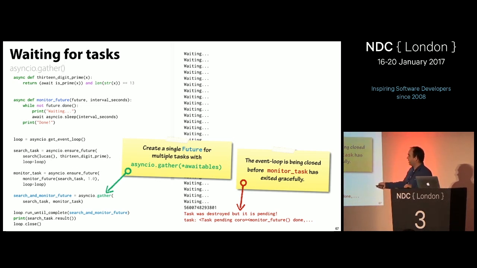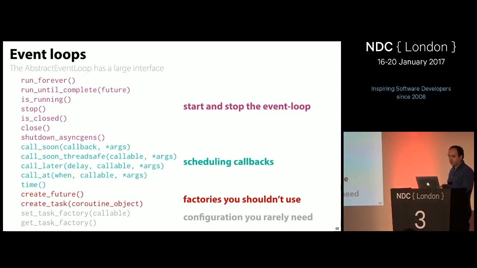So here I'm gathering these two tasks and getting a future back. Now I'm saying run until complete this future. This future is done when both of the tasks I've gathered are done. Okay? So that will fix that problem.